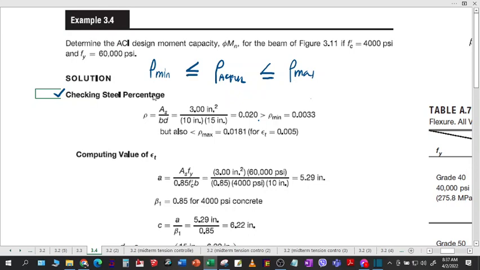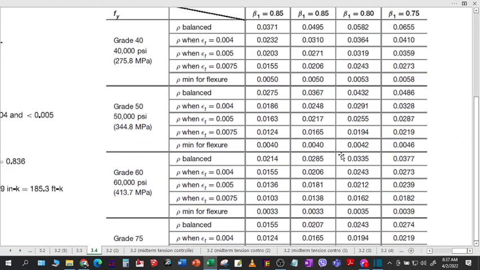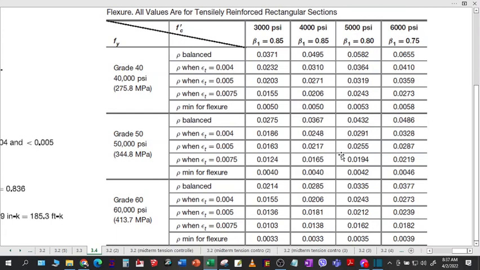to the minimum. Now for this problem, I will use Table A.7 to determine the minimum and maximum. Remember, our f'c is 4,000 psi and our fy is 60,000 psi. So let's look at this table and determine the values of the maximum and minimum. Here we have 4,000 psi and 60,000 psi, and the intersection of the two is this.